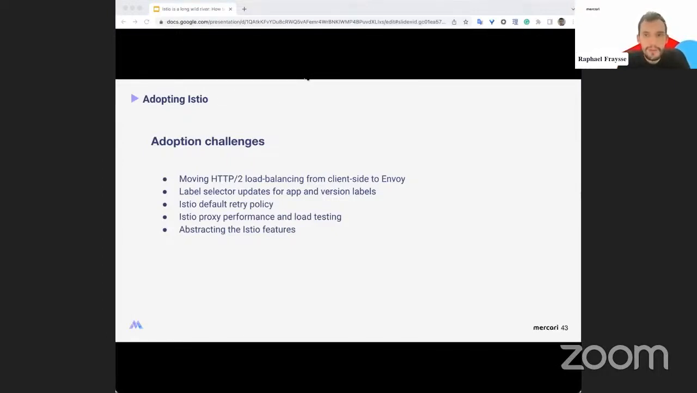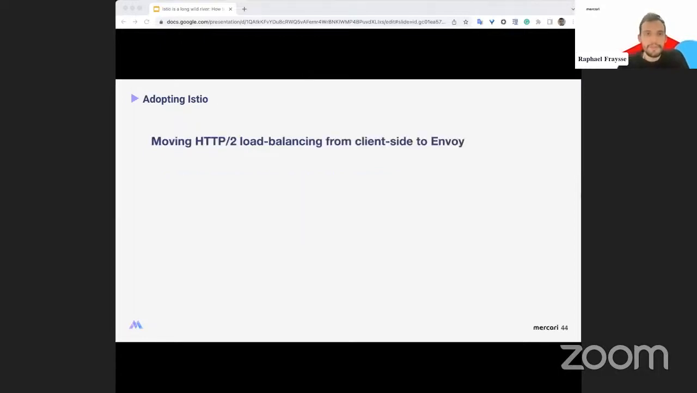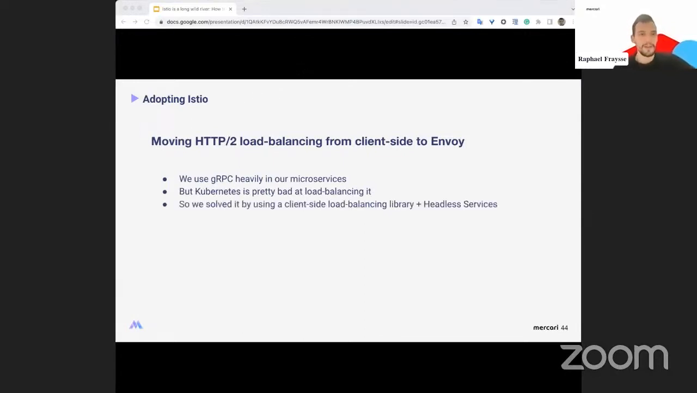Basically, the first one is about moving HTTP2 load balancing from the client side to Envoy. In our case, we use gRPC very heavily. For the past 5 years, our platform has been really gRPC native. So everything is communicating through gRPC, but Kubernetes is not good at load balancing it. Actually, it doesn't load balance it.